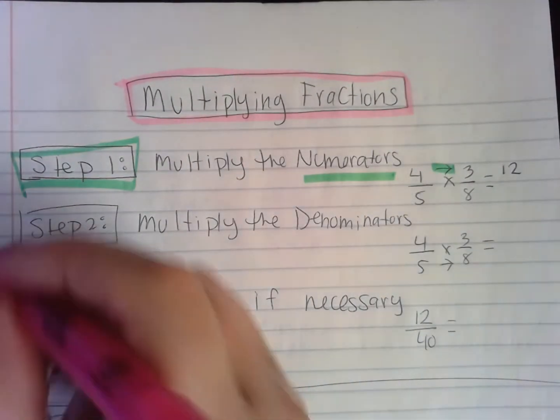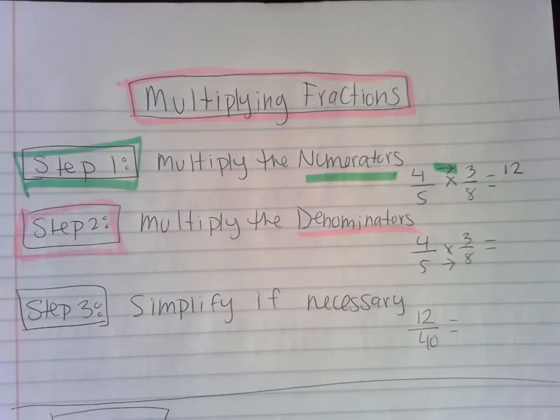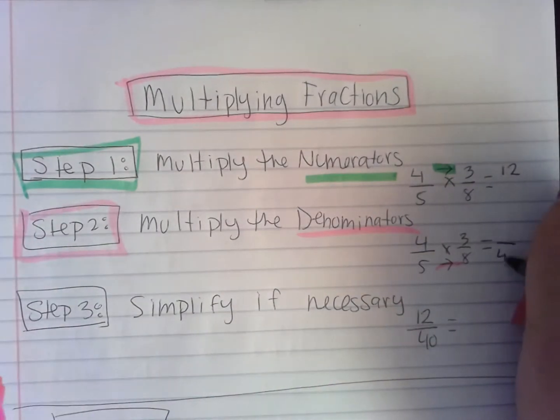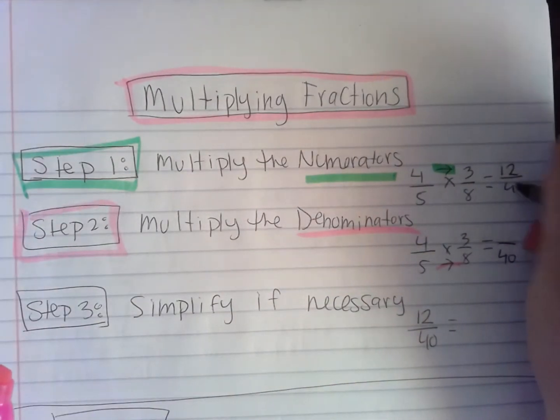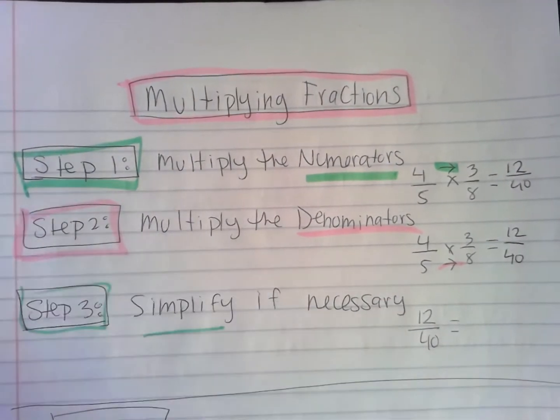Step number 2, you're going to multiply denominators. So you're going to multiply these denominators here, and that's just going to give you 40. Step number 3, like I said, it's pretty straightforward. You're going to simplify if necessary.